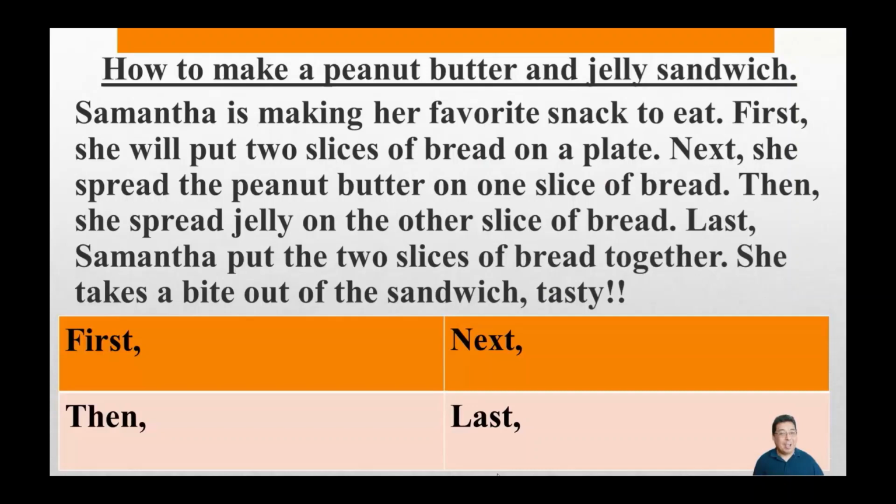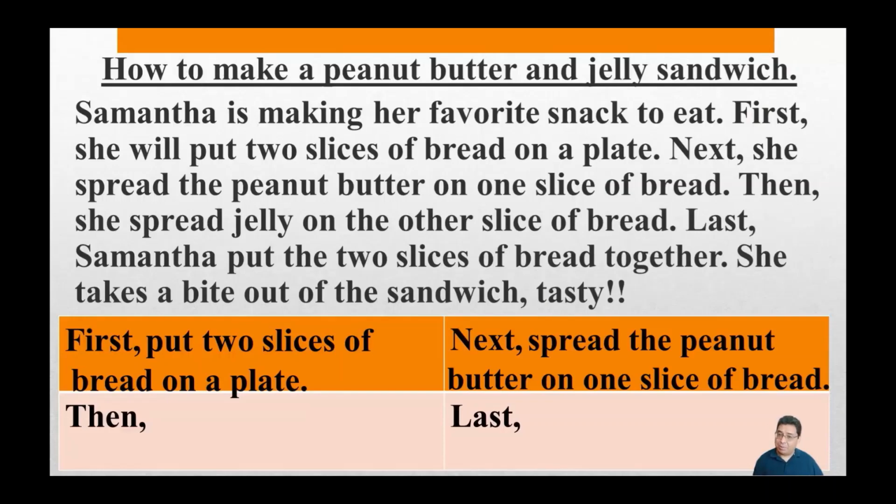Tasty. Okay, so what we're going to do is fill in each of these boxes based on the information we just read. So first, what is it that Samantha did first? Okay, she put 2 slices of bread on a plate. What about next? What did she do next? Okay, next she spread the peanut butter on 1 slice of bread.